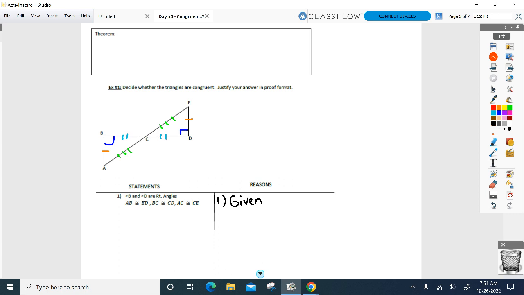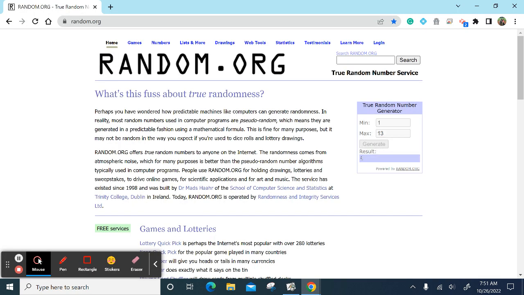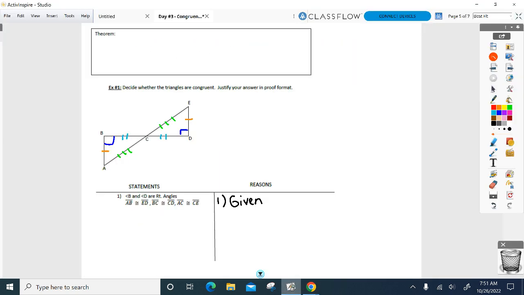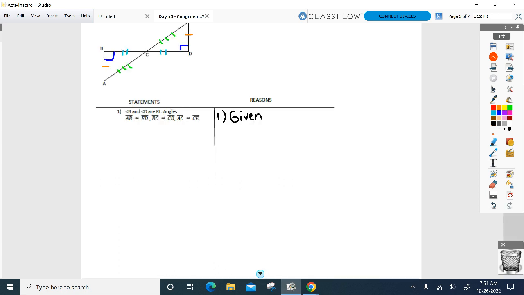What we need to do together is get all three pairs of angles congruent. I did not write any. Do you know any pairs of angles up here that are congruent already? Let's talk. Any angles up here you know are congruent? B and D. Why? There you go. Ready? Statement number 2. Angle B is congruent to angle D.